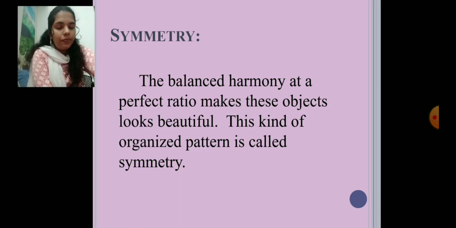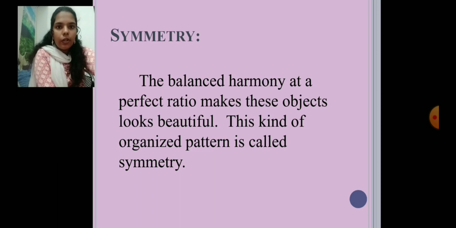Everyone knows an apple. If we cut the apple in the center, it divides into two equal halves. Both halves look equal, isn't it? If we cut any object in the center and both sides look the same, it is known as symmetry. Example, a butterfly. If we draw a center line in it, both sides look beautiful and look the same. That is known as symmetry.